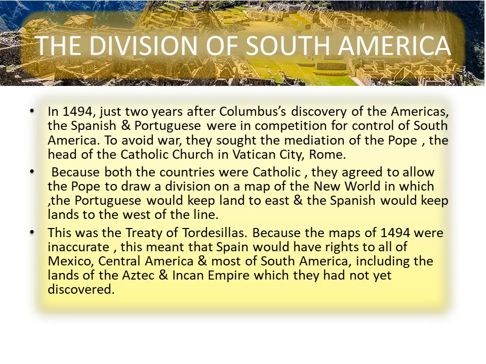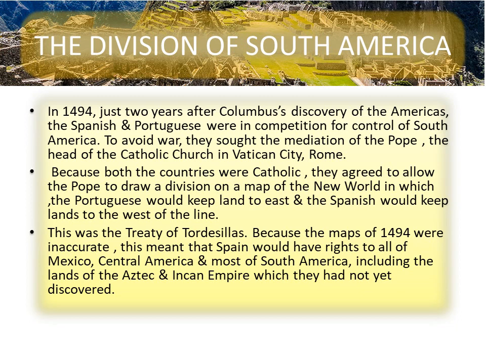Because both the countries were Catholic, they agreed to allow the Pope to draw a division on a map of the New World, in which the Portuguese would keep land to the east of the line and the Spanish would keep the land to the west of the line. This was the Treaty of Tordesillas.